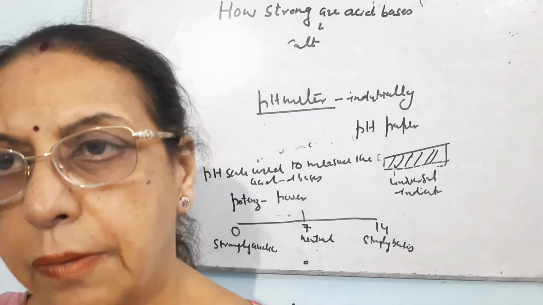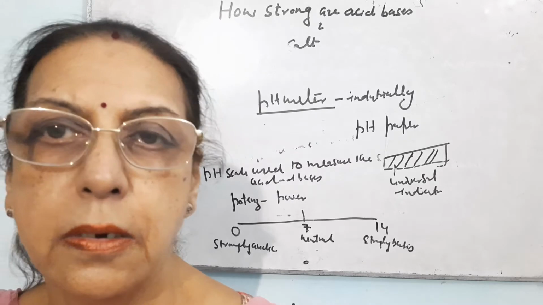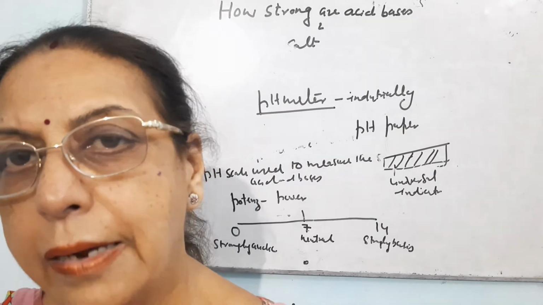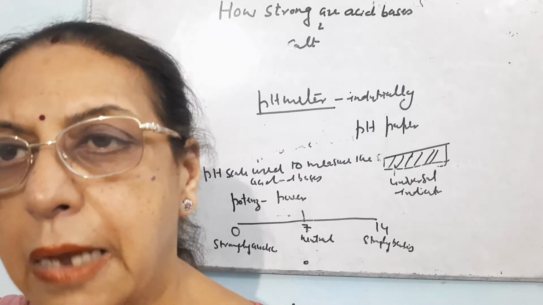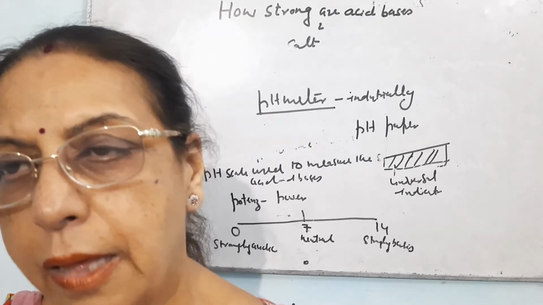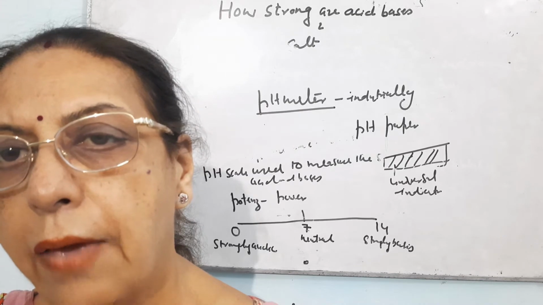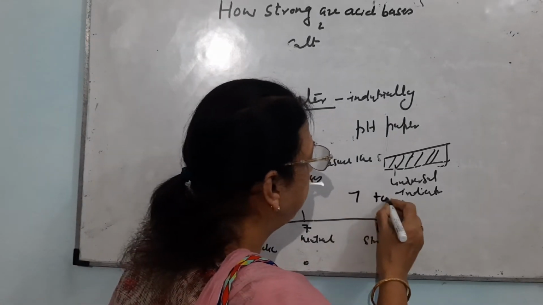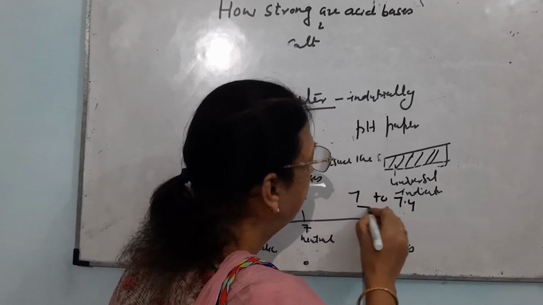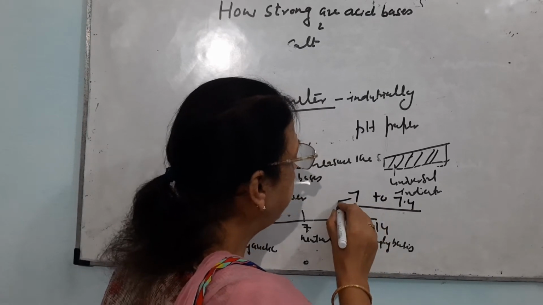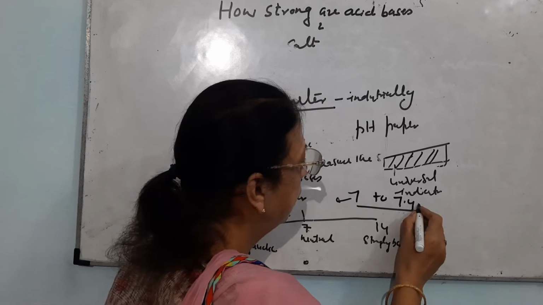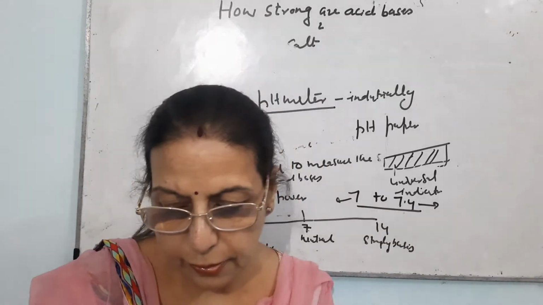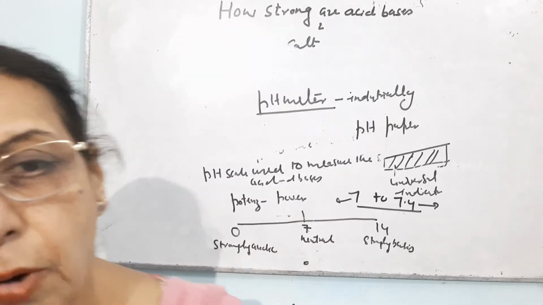Now there are certain things about which we should know, and their pH should be known to us. For example, human blood, saliva, and many other substances present in the body have a pH between 7 and 7.4. If the pH is less than 7 or more than 7.4, then these things harm our body.